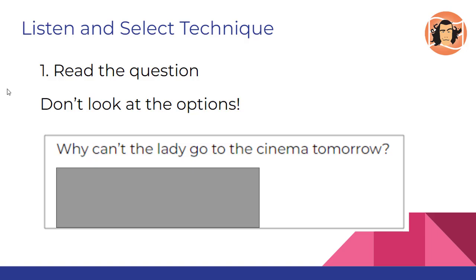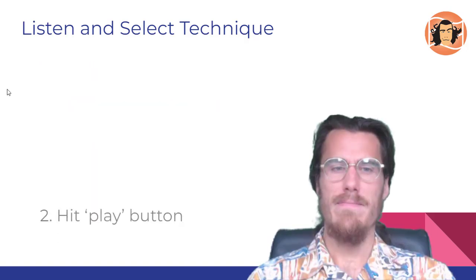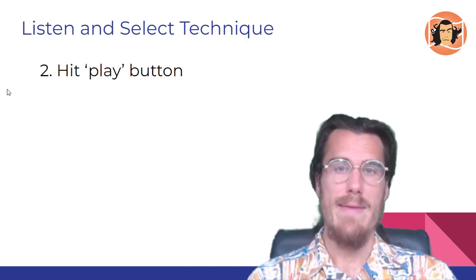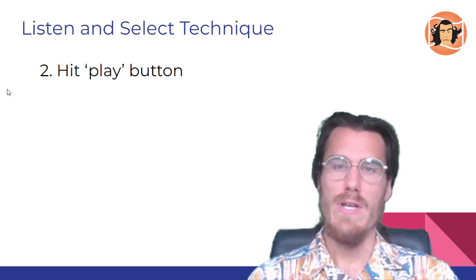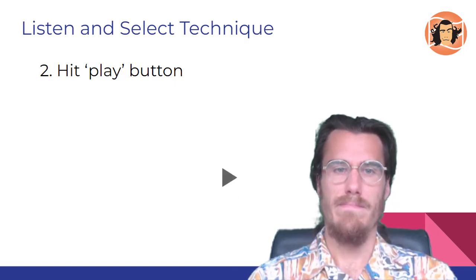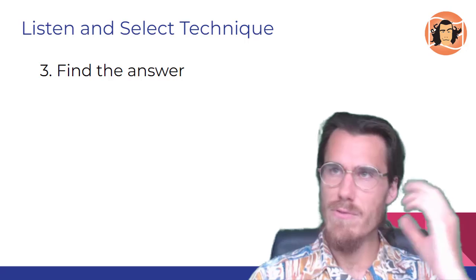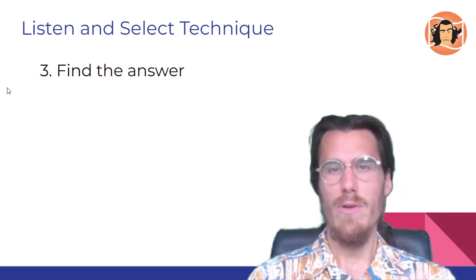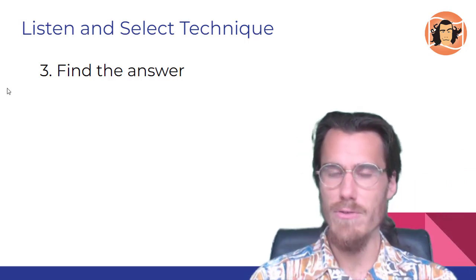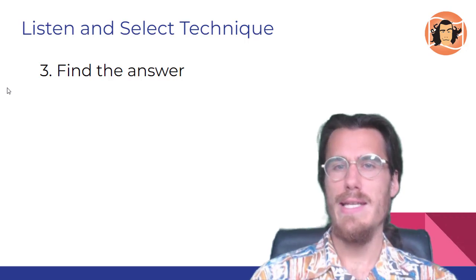So in our example from before, why can't the lady go to the cinema tomorrow? This is the question that I need to focus on and ignore the options. Second part of the technique is to then hit the play button. So start listening. Third part of the technique is to see if you can find the answer from the audio without looking at the options. See if you know what the answer is, depending on what they say.